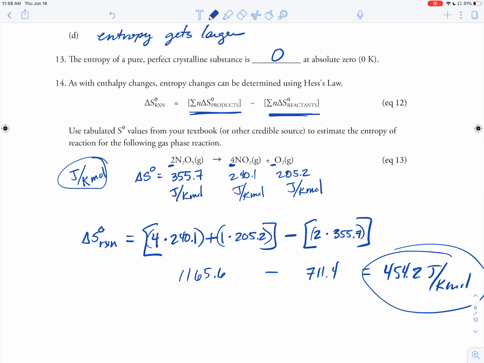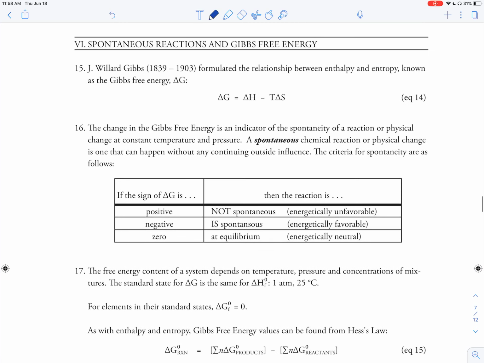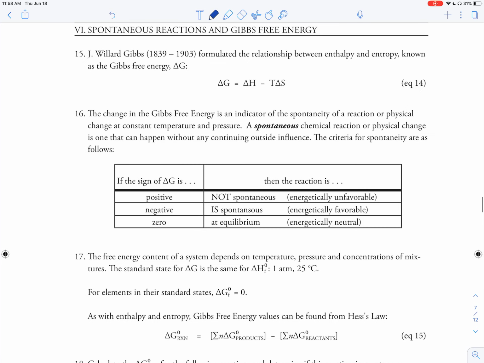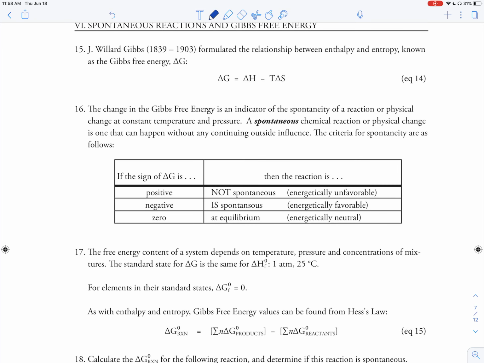All right. So now let's go to the last concept, and this is using another thermodynamic value called Gibbs free energy. Gibbs free energy takes into account enthalpy and entropy along with the temperature of the reaction. It turns out that based on the sign of the Gibbs free energy, or delta G, we can determine whether a reaction can spontaneously proceed forward or not.